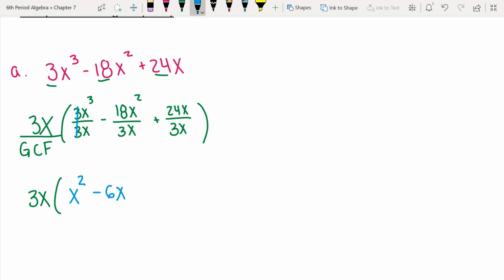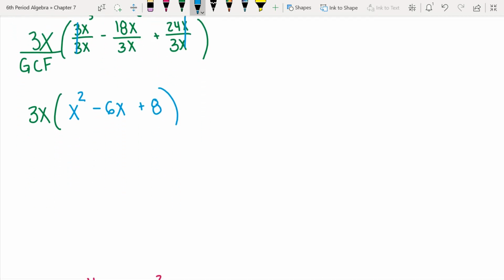And our last one, we are going to just work with the numbers first. 24 divided by 3, well, that's 8. And those x's cancel. So now, inside these parentheses, I still have a trinomial. I still have something that has 3 terms. So I need to try to figure out, can I break this down even further? Can I break down x squared minus 6x plus 8?